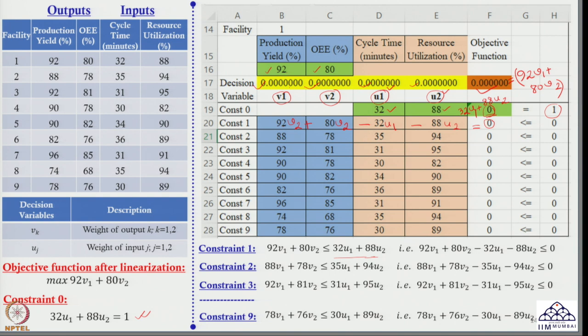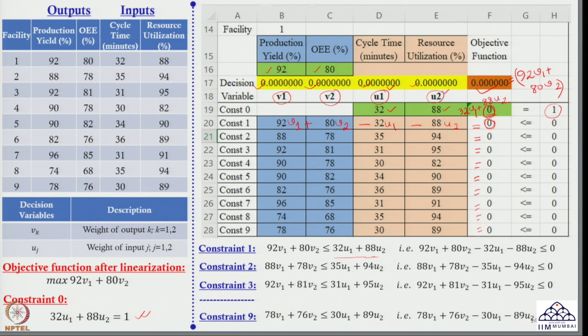Now if you go to Excel, we will see this value. The objective function value is nothing but 92 into V1 plus 80 into V2. For the constraint you will see 92 into V1 plus 80 V2 minus 32 U1 minus 88 U2. Similarly, all of these calculations are mentioned. The formulas are there in Excel, and we will see this.